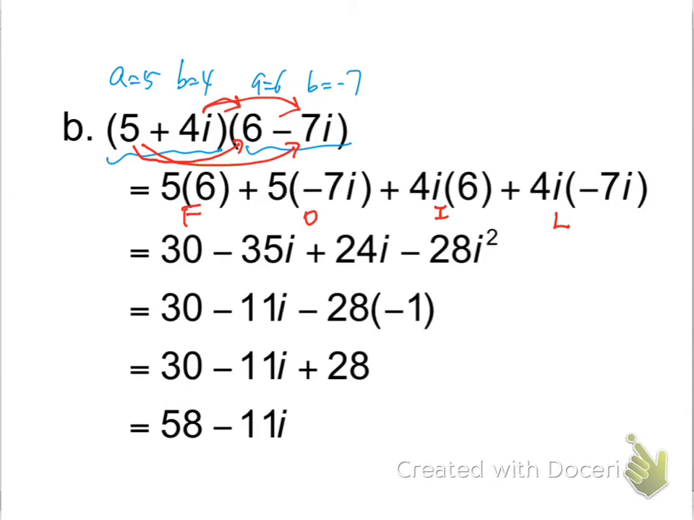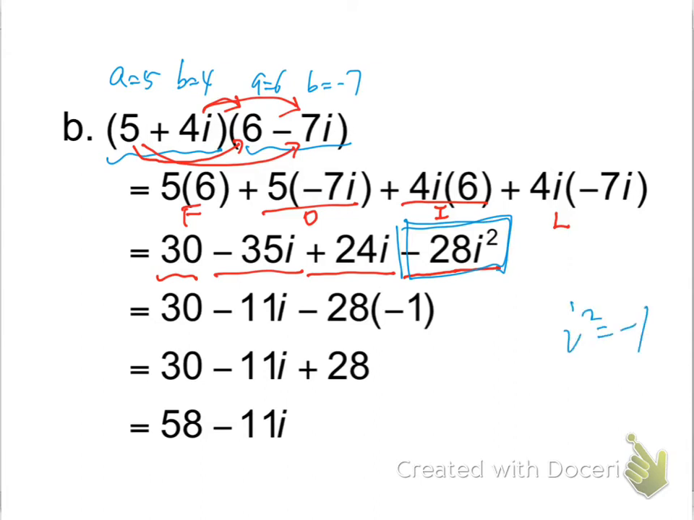Then we multiply: 5 times 6 is 30. This is negative 35i. This is positive 24i. They are the imaginary parts, the middle two. The last one, 4 times negative 7, negative 28, and then we have i times i, which is i squared. Each time there is an i squared, what do you have to do? You have to change i squared to negative 1. So this is negative 28 times negative 1, and you get a new real part, 28. Now real plus real, you get 58.